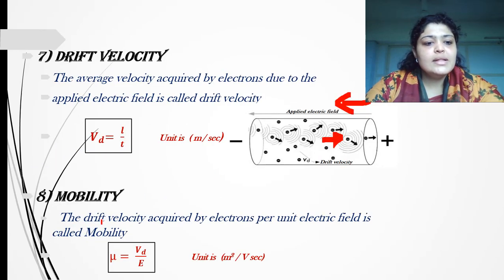Next is mobility. If you divide this drift velocity by electric field. Drift velocity is denoted as Vd. So how much drift velocity they have acquired with respect to electric field is what is known as mobility, mu. The unit of mobility is meter square upon volt second.